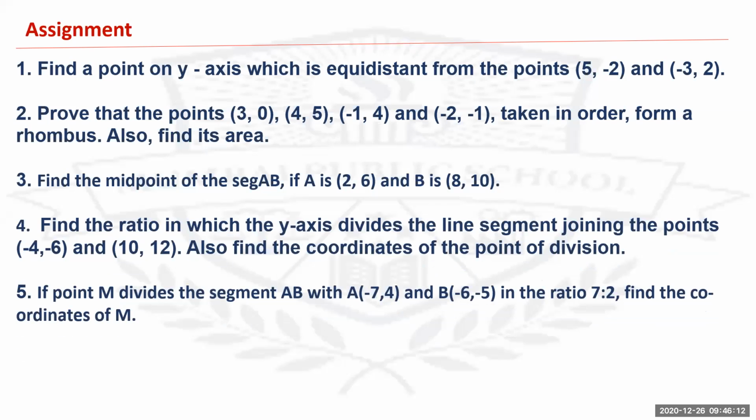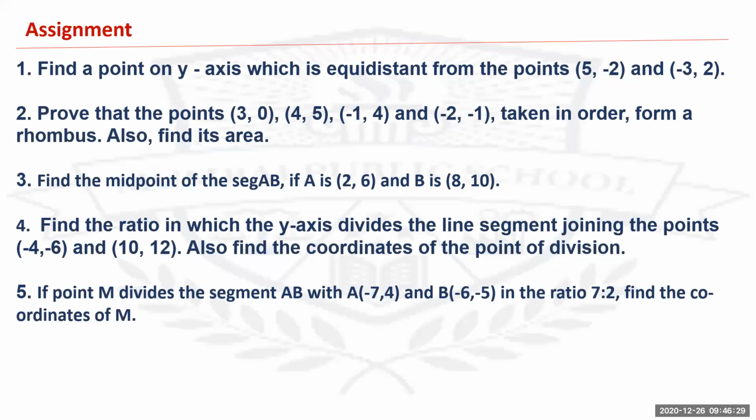If point M divides segment AB, with A minus 7 comma 4 and B minus 6 comma minus 5, in the ratio 7:2, find the coordinates of M. Well, you can remove the screenshot of this and solve this. Very easy question, very easy topic, easy to score. Need not worry regarding this. Any difficulty, students, you all can ask me.